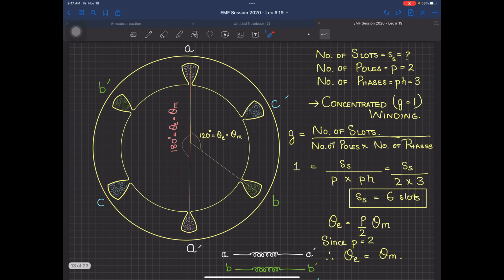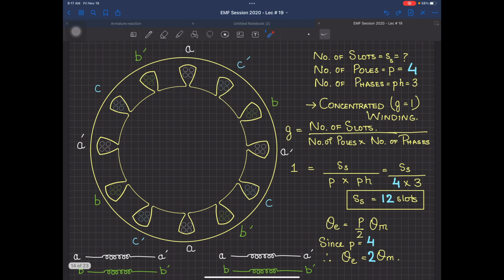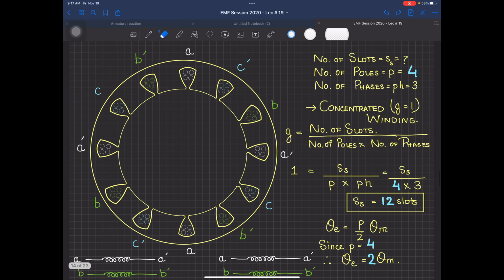Okay, this was a 2-pole machine and you saw A dash, B dash and C dash windings done. Now, if I change this all to a 4-pole machine, see this very carefully. Still 4 poles and G is still equal to 1. I'm not going to go towards distributed winding. So if I again put in the formula, SS becomes equal to 12 slots. 12 slots arranged in the whole 360 degrees give you 30 degrees. So the angle between 2 slots here is equal to 30 degrees and it is going to be symmetric.